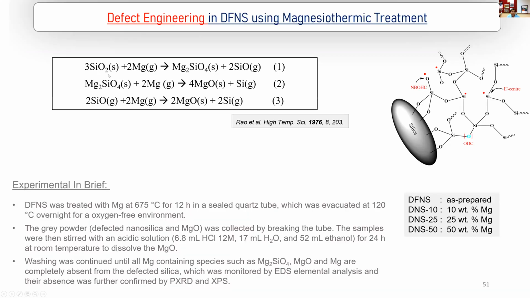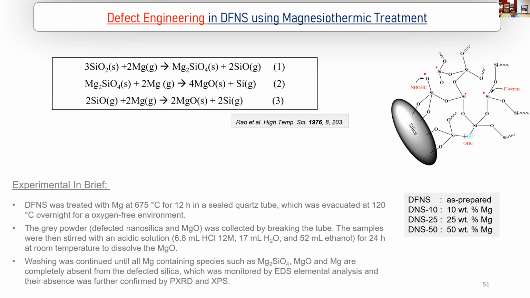For SiO2, there is this process called magnesiothermia, which means I take silica mixed with magnesium. Consider a quartz tube, add silica, add magnesium, and evacuate the tube. There will be no oxygen, so you create an oxygen-free environment in the tube, and you seal the tube. Now the tube only has SiO2 and magnesium, and no oxygen because it's under vacuum. Then you heat the tube, say around 675 degrees Celsius. At that temperature, magnesium vapors will be in large concentration.